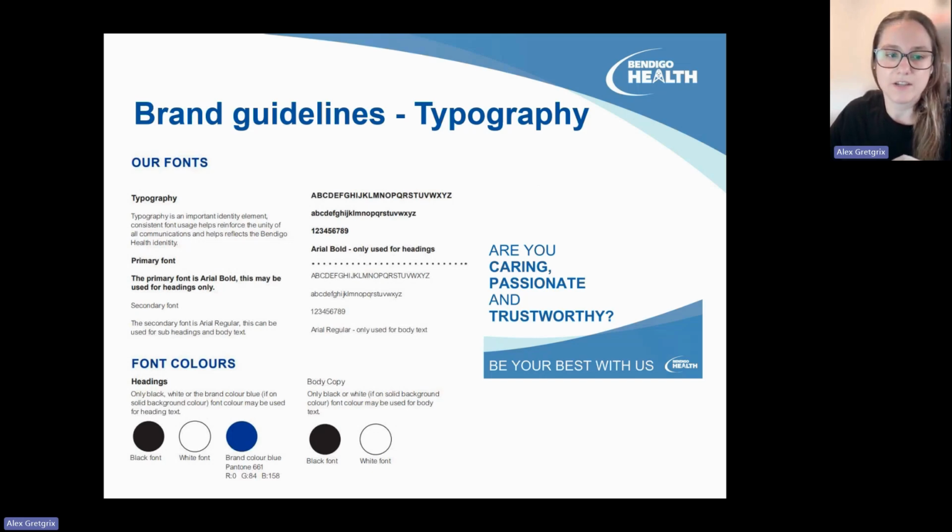So they changed it to Arial Bold and Arial Regular, because it was more accessible to staff, and it's found on a lot of programs, and it was just easier to read, a lot easier to get access to. So they were important, and there's an example on the right hand side there of using the fonts in a post that they put together for Facebook.